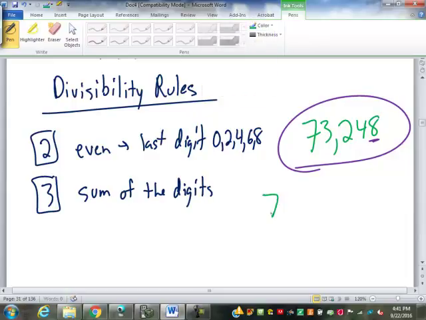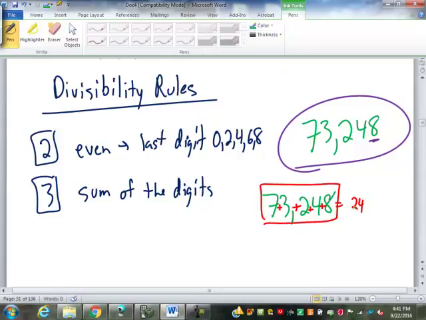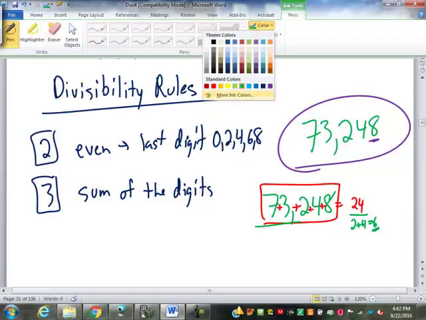Let's look at our 73,248. If I add, what's 7 plus 3? 10 plus 2? 12 plus 4? 16 plus 8 is 24. Is 24 divisible by 3? Yes, it is. So this number, 73,248, is divisible by 3. Now, if you didn't know if 24 was divisible by 3, the cool thing is, well, 2 plus 4 is 6, and that's divisible by 3. So then 24 is divisible by 3, and then the whole thing has to be divisible by 3.